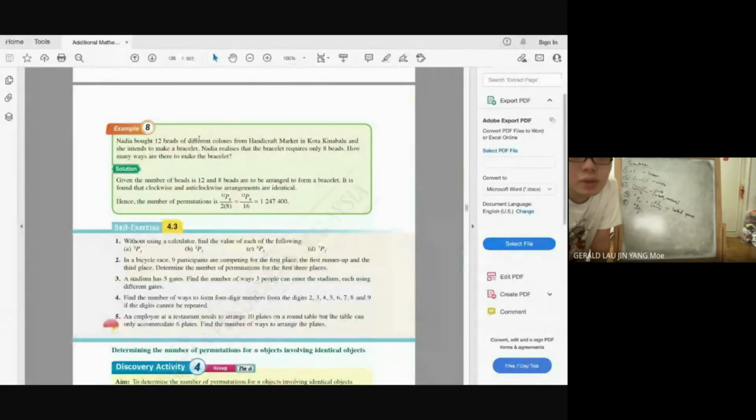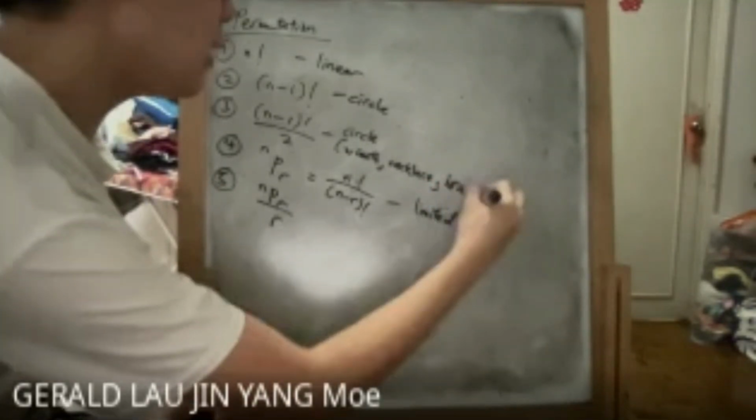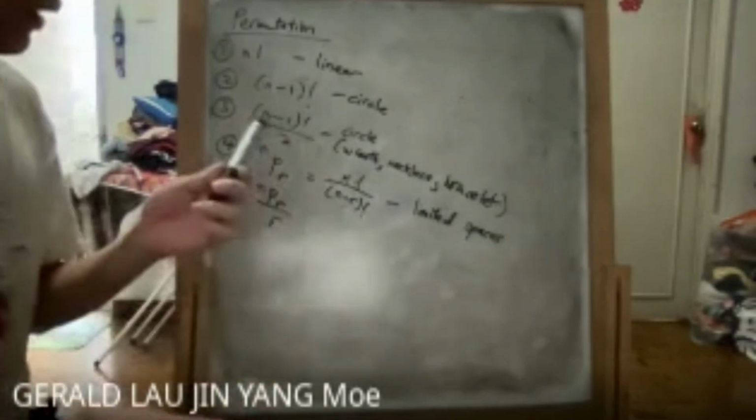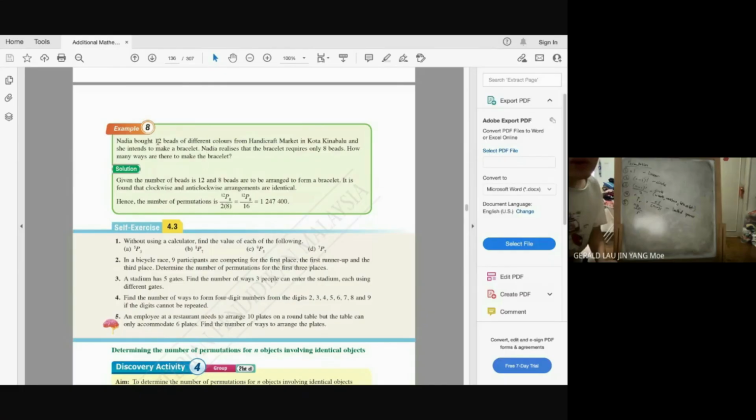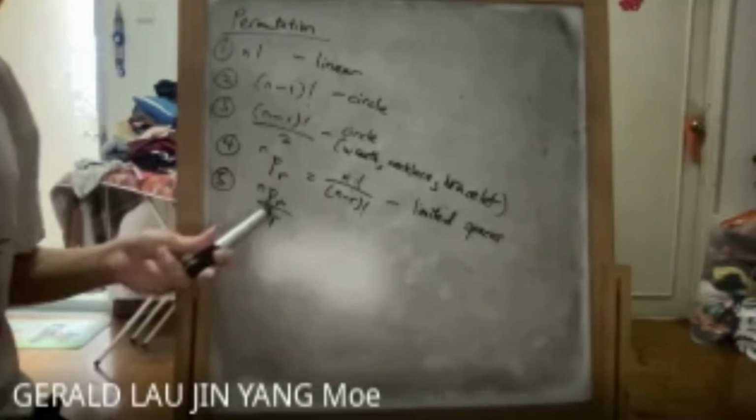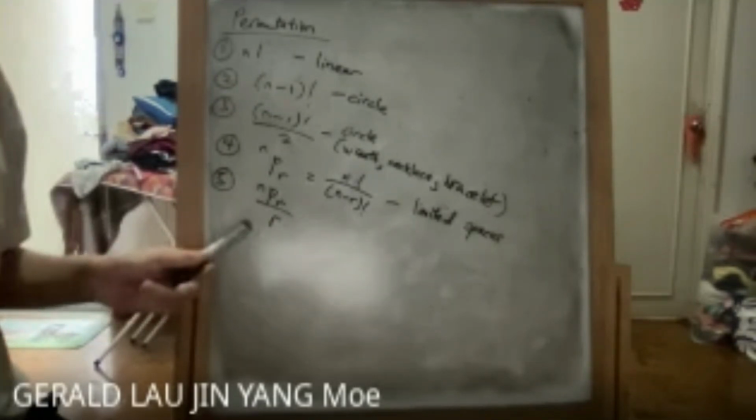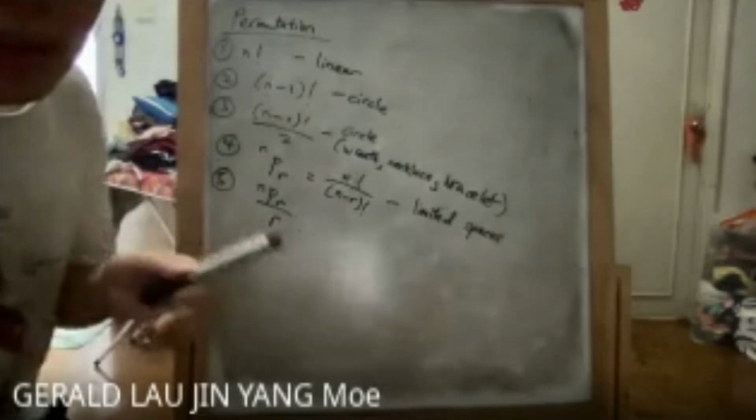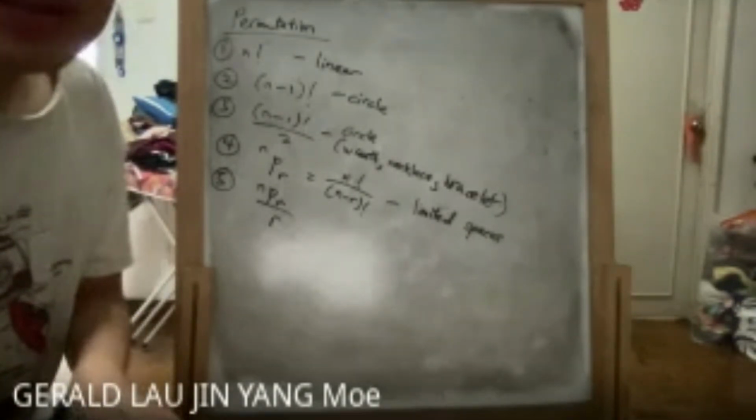Nadia bought 12 beads of different colors and intends to make a bracelet. When you see necklace, bracelet, or wreath, that means you have to divide by 2, because anti-clockwise and clockwise are the same. So 12 beads but only 8 spaces. So 12P8 divided by 8, because this is a circle, and you also divide by 2 because clockwise and anti-clockwise are the same. 2 times 8 is 16. Can you understand this example? You divide by 8 because it's a circle, and by 2 because anti-clockwise and clockwise are the same.